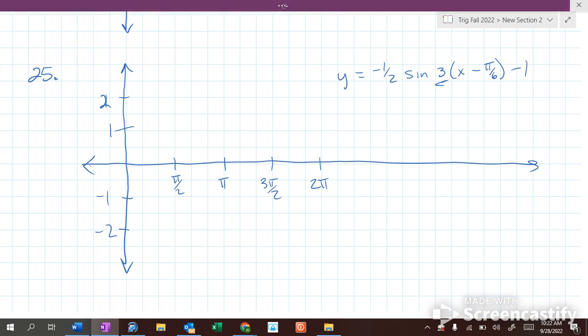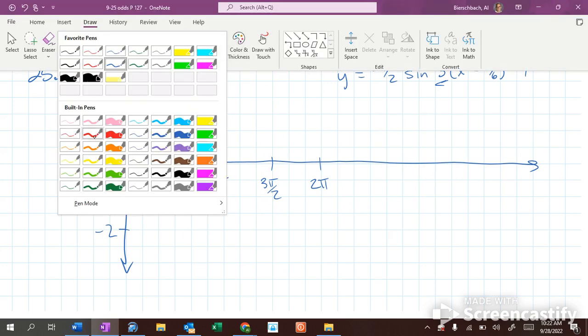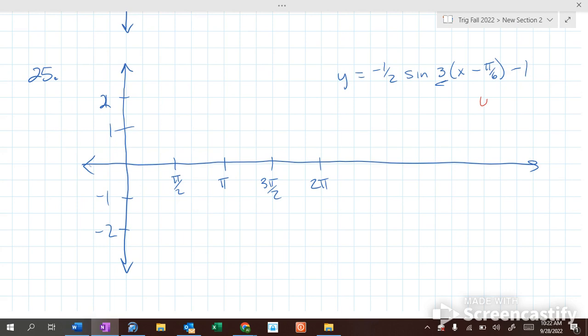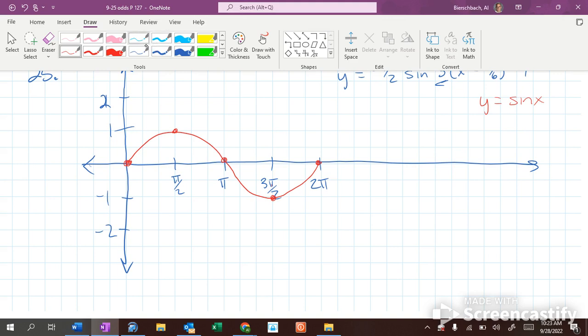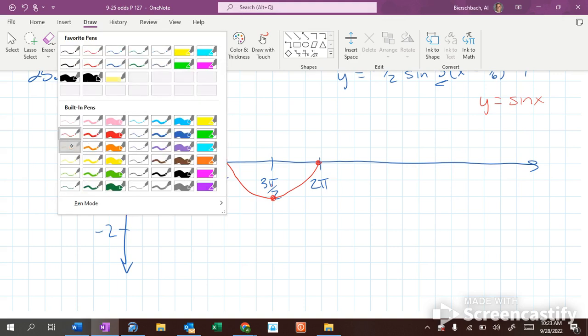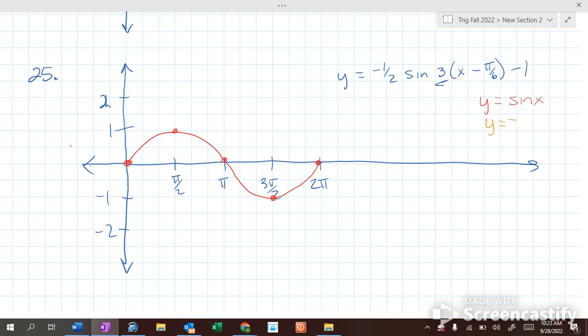All right. So first of all, I'm going to graph y equals sine of x, which is 0, 1, 0, -1, 0. If you don't know this one by now, you've been totally missing the boat. Then I'm going to graph y equals -1/2 sine of x. It's going to be half as tall and to the negative side.